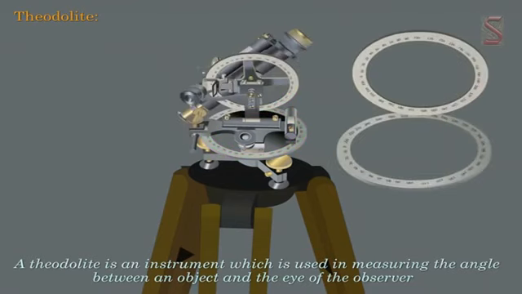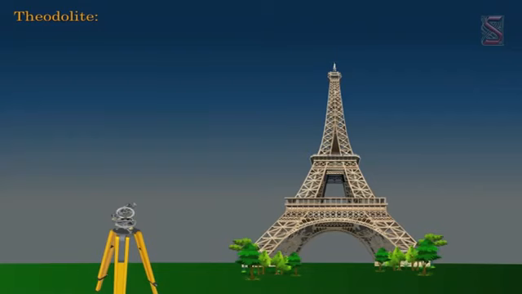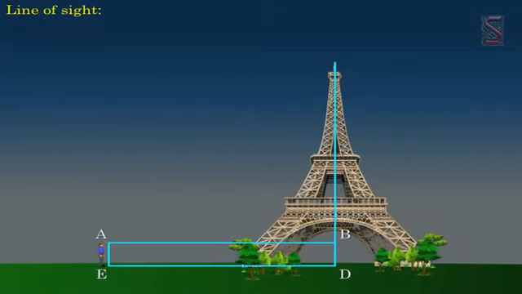The wheels are used for the measurements of horizontal and vertical angles. The angle at the desired point is measured by positioning the telescope towards that point. The angle can be read on the telescope scale. If we are viewing an object, the line of sight is a straight line from our eye to the object. Here we treat the object as a point since the distance involved is quite large.